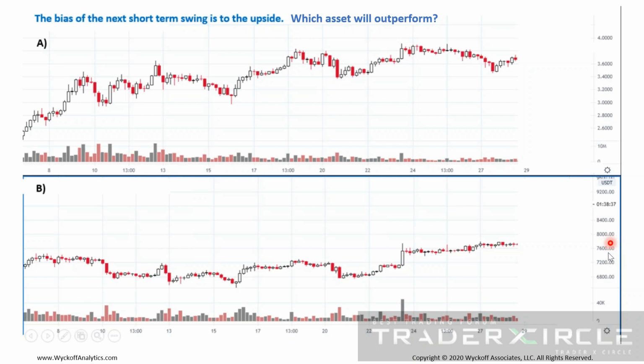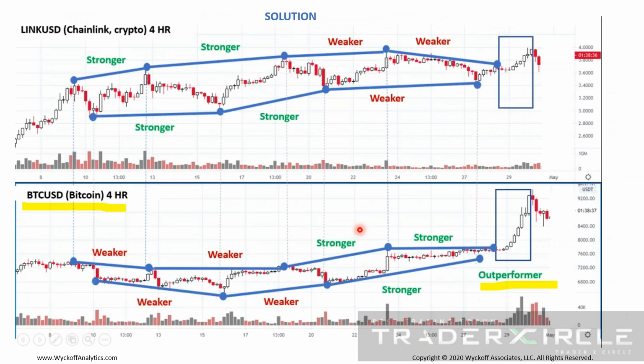So the majority of you has said B. Here's the solution. B, Bitcoin. So good job.